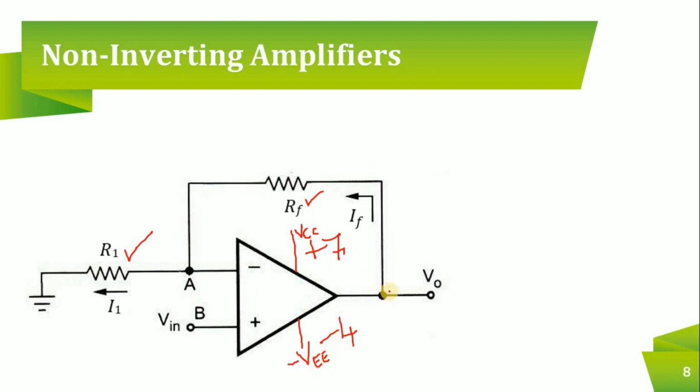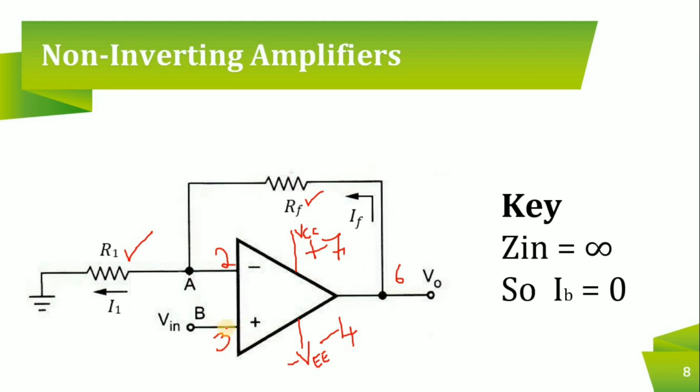You take the output at pin number 6. The inverting terminal is pin number 2, and the non-inverting input is pin number 3. Again we make the same assumption, that input impedance is infinity. If input impedance is infinity, there is no current flow here. That is, the current flowing towards the OpAmp, IB, is equal to 0. Because this point is grounded, you can't expect current flow in the forward direction.